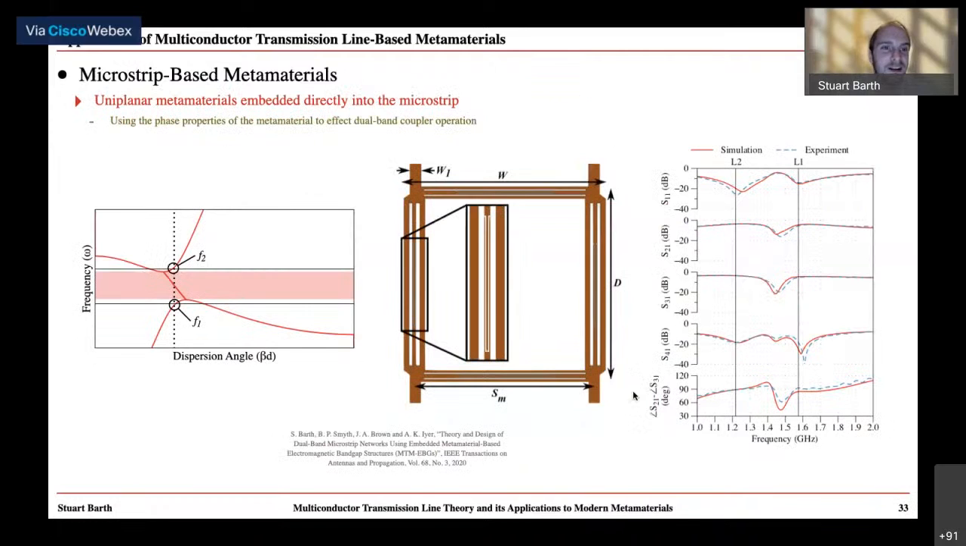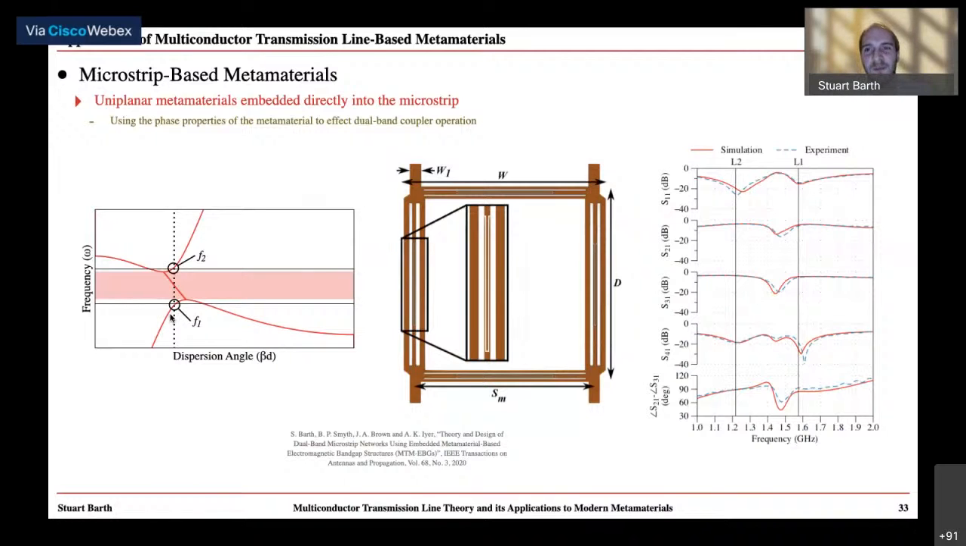This work has also been extended to create uniplanar metamaterials that are embedded directly into the microstrip sections of various devices. So for example, I've shown here a metamaterial-based electromagnetic bandgap structure embedded directly into a microstrip section. And we use the phase properties of this metamaterial to affect dual band operation of the coupler. So if you look at this dispersion diagram shown on the left-hand side, I've shown that at two frequencies, labeled F1 and F2, the same dispersion angle or phase is supported by the block mode that propagates through this structure.